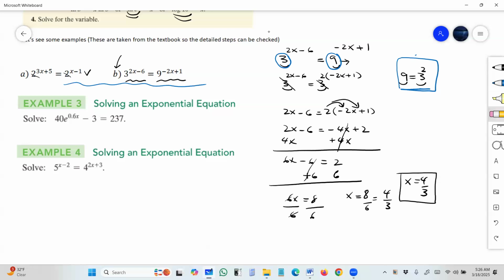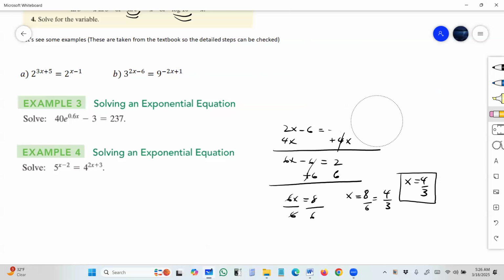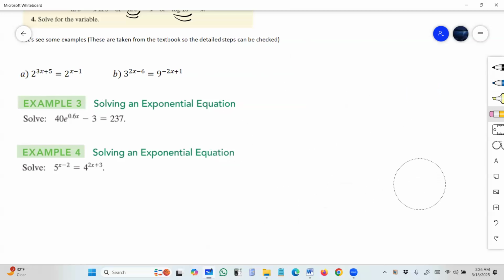Okay, now let's take a look at the next two cases, which is probably the most important, where the bases cannot be made the same. So this is where we have to employ the log technique. So here's the equation. I'm going to write it here. So these two are type C, right? Where they cannot be made the same.